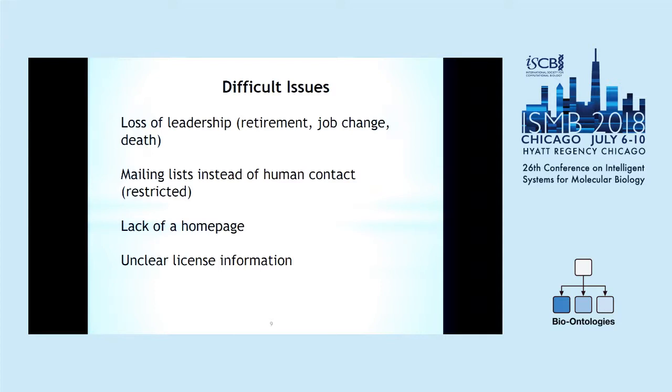And then some of the contacts happen to be mailing lists that were restricted. So if an outsider wanted to contact that ontology, they're not actually allowed to. You try and email them, and your email bounces back and says you're not part of this group, so you can't use our email list. So that's poor form. It's not good public relations. And then there's a couple that don't have a homepage. And then the unclear licensing information was a recurring issue that came up again and again.